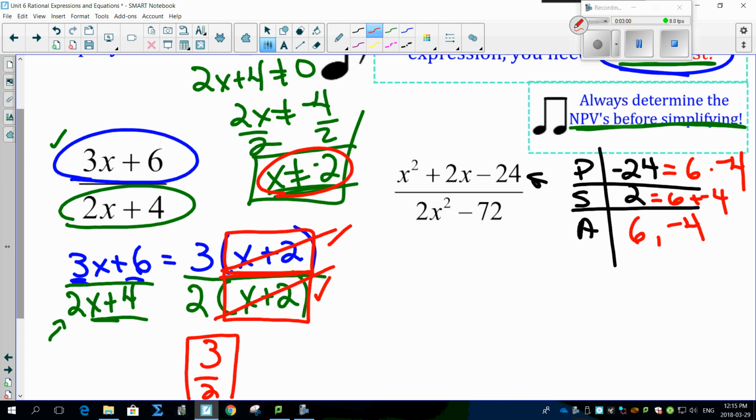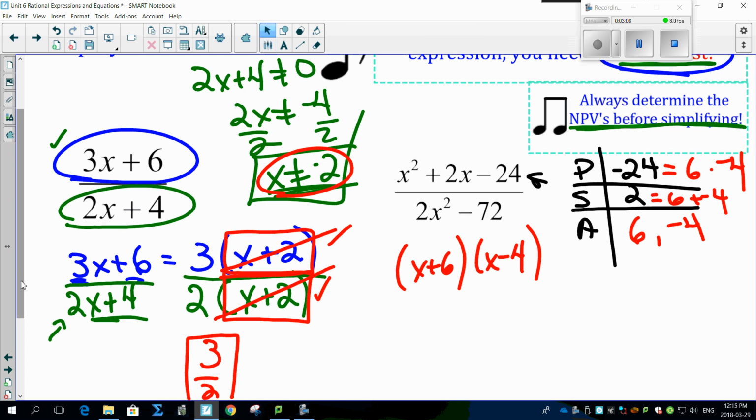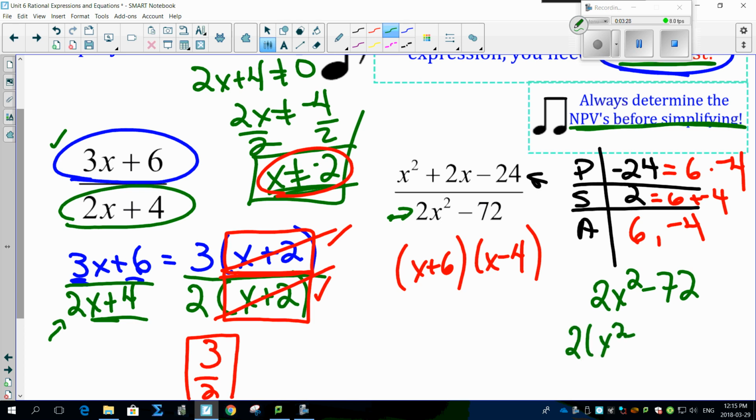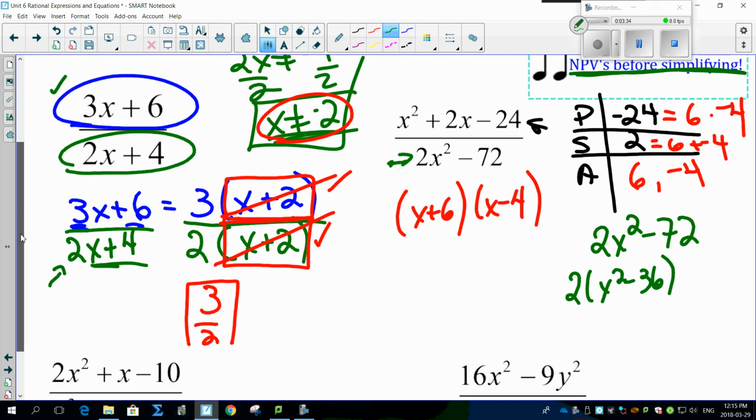Okay, so look at the top. The top becomes x plus 6. The bottom becomes x minus 4. That's it. I shouldn't say the bottom, the top two factors, my apologies, are x plus 6 and x minus 4. Now, let's look at this bottom here. Now, the thing about this is watch what happens. Sometimes it might be easier to factor before you even do the NPVs. Yep, look, if you take a 2 out, you got x squared minus 36, and you should recognize that by now as a difference of squares. If you do recognize that as a difference of squares, this becomes easy. This becomes x minus 6 and x plus 6.